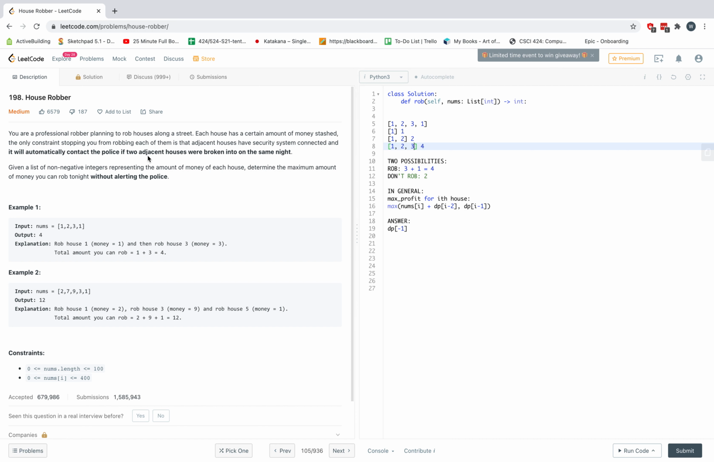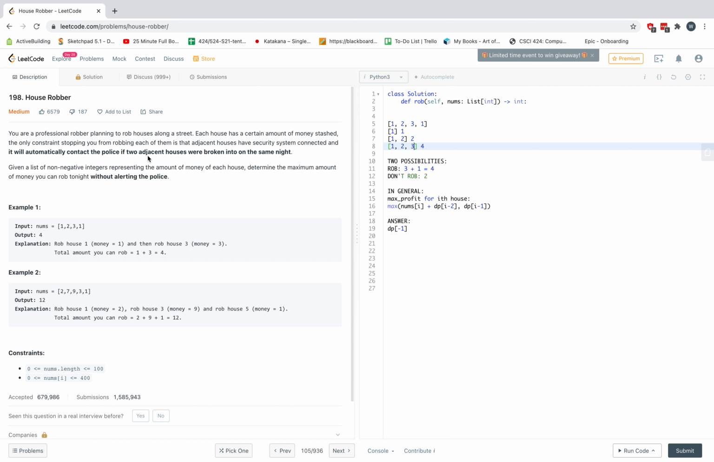Hello everyone, welcome back to Leetcode number 198, House Robber. So the problem is the following. You are a professional robber planning to rob houses along a street. Each house has a certain amount of money stashed.